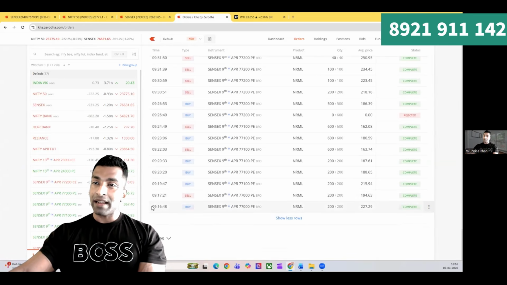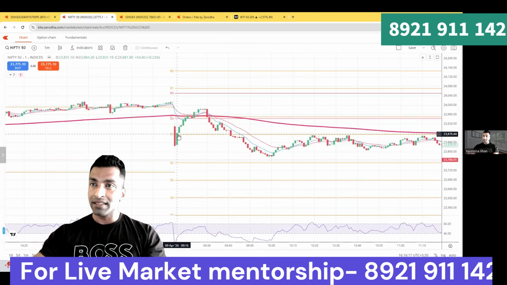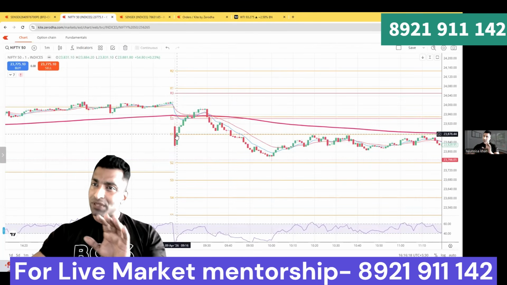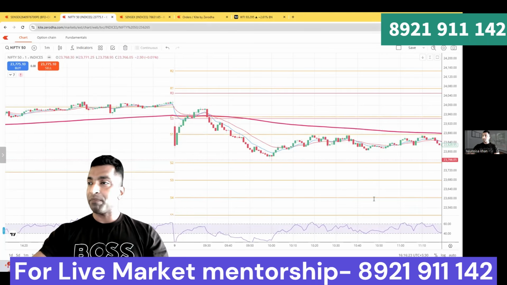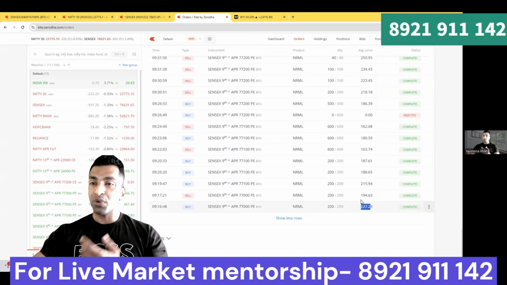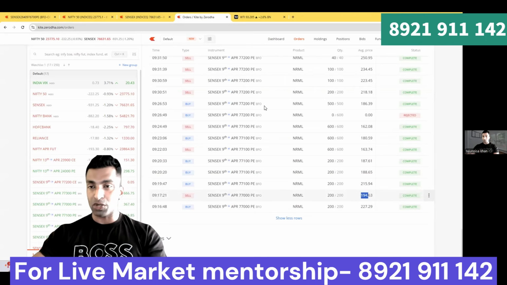So here at 916 I'm entering, and what does that mean? After 1 minute I'm taking this level, so I'm not chasing this. Once I got the retracement, I entered, but the market reversed. Here my entry is at 227. I took almost 30 points stop loss. That's a big stop loss actually.